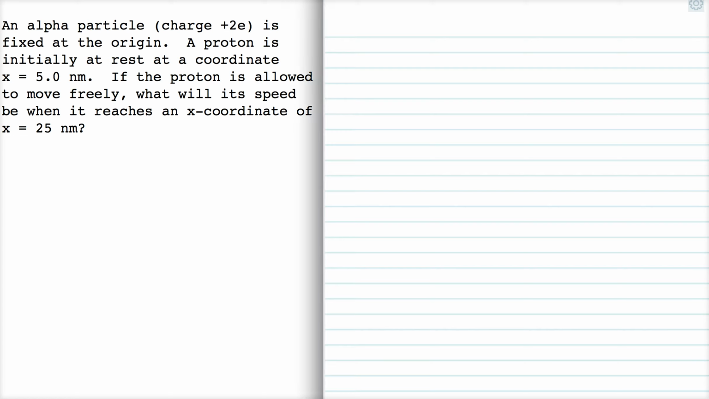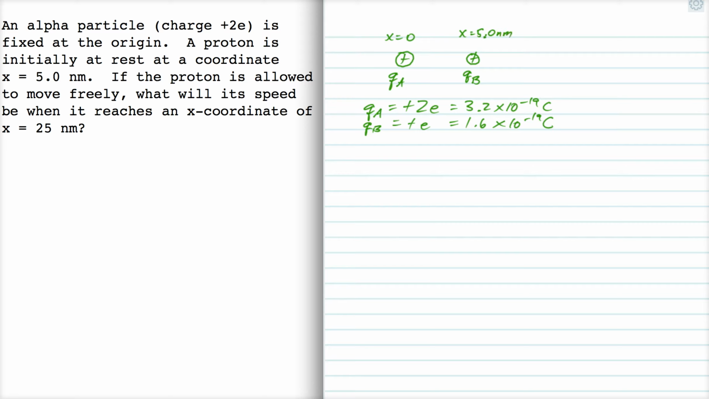In this problem we have an alpha particle, we'll call that QA, sitting at the origin, x equals 0, and it's fixed. And then we have a proton here, which I'll call QB. So QA has a charge of plus 2e, which would be 3.2. And then QB has a charge of just plus e. And this is at x equal to 5 nanometers, so pretty close.